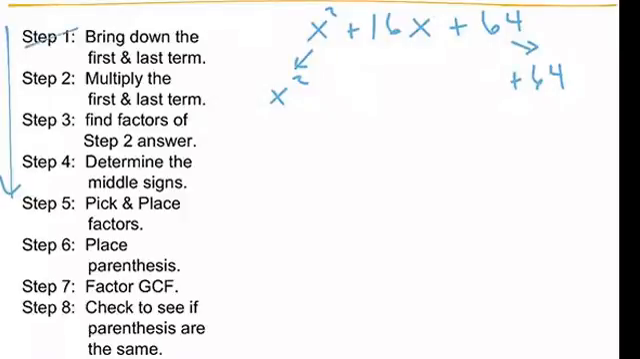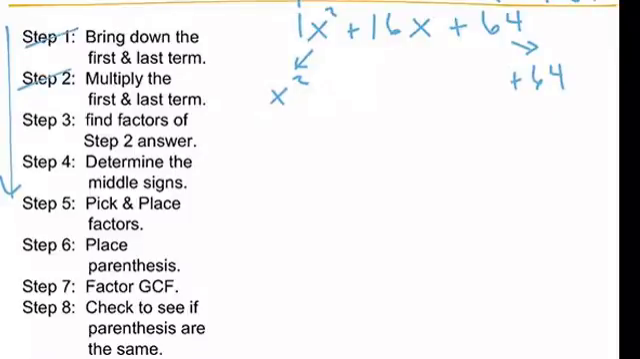That took care of step 1. Multiply the first and the last term. Remember, there's an understood 1 in front of that x squared. So 1 times 64 is 64. So I'm going to do my factors over here. Actually, let's do these in another color. Okay, so we multiplied.